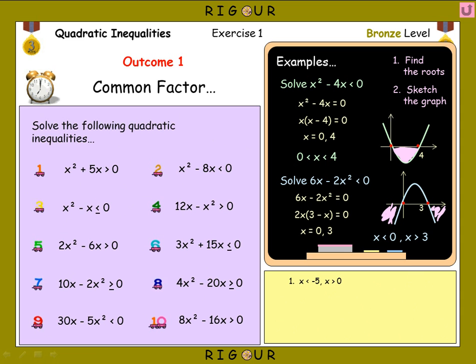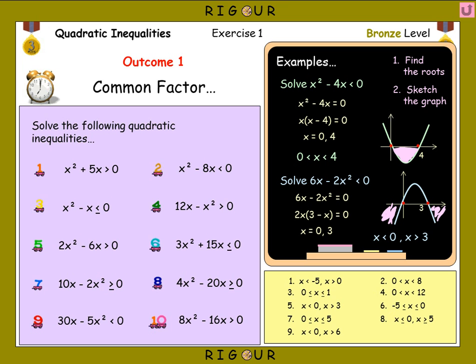So we have x is less than minus 5, x is greater than 0. We've got x lies between 0 and 8. x lies between 0 and 1, x lies between 0 and 12, x is less than 0, x is greater than 3, x lies between minus 5 and 0, x lies between 0 and 5, x is less than or equal to 0, x is greater than or equal to 5, x is less than 0, x is greater than 6, and x is less than 0, x is greater than 2.